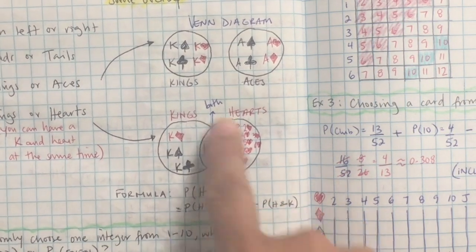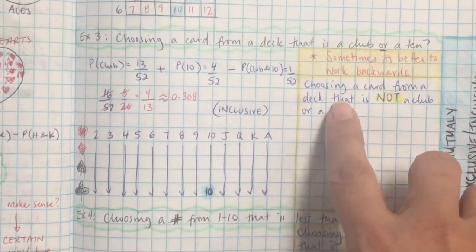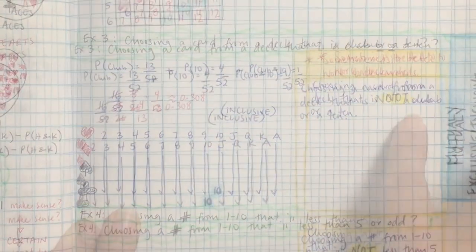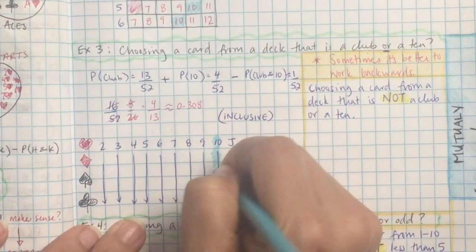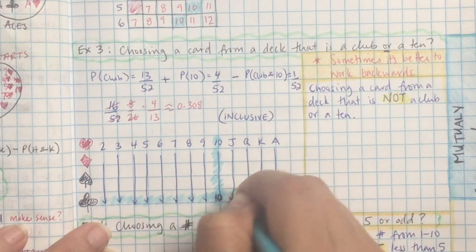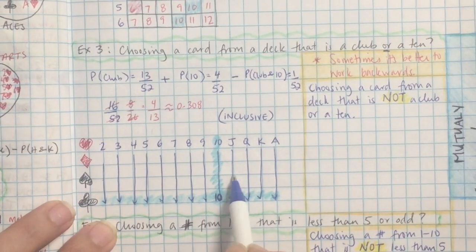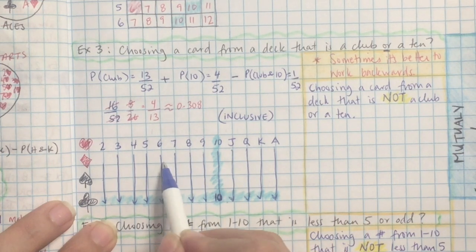So sometimes it's a little bit faster to work backwards. I want to show you what that means. Okay, so we have changed the question to what we don't want. We don't want a club or a 10. So I don't want a 10, so I'm going to cross that out. And I don't want a club, so I'm going to cross that out. And then all that becomes now is I just count what's left. So you count everything that's left.